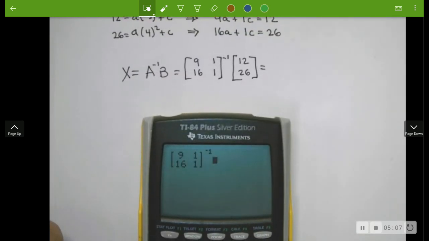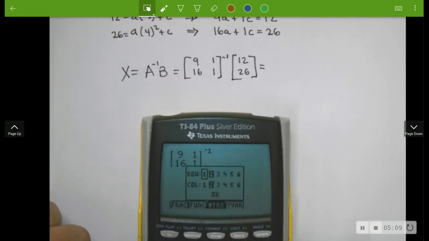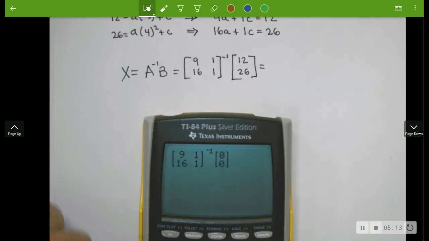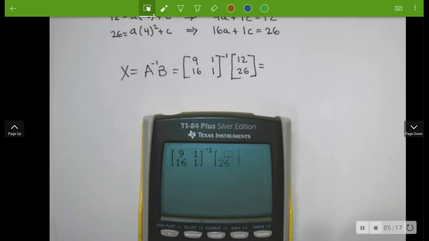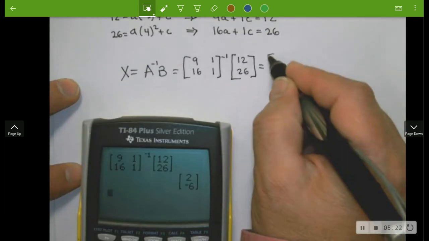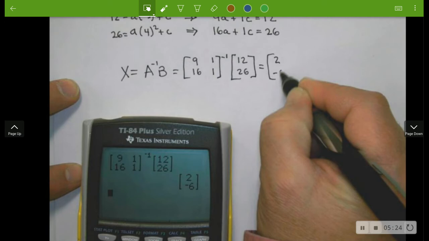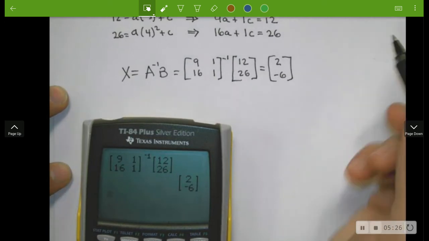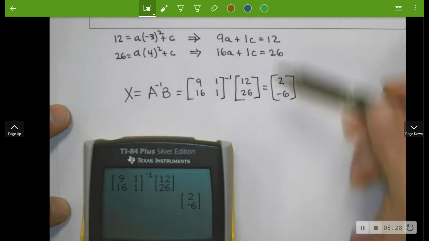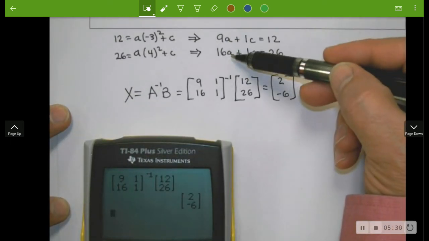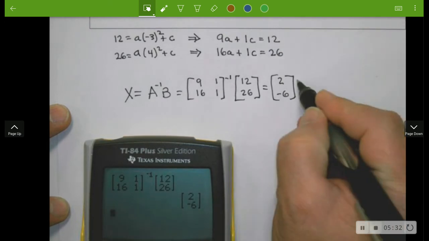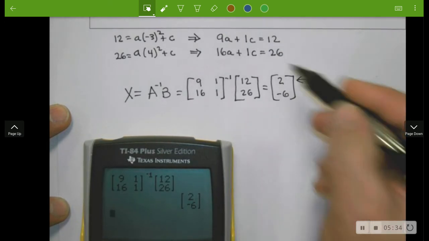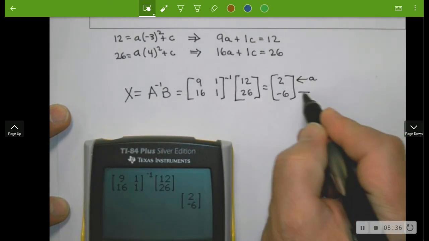And then go alpha zoom 2 by 1 and put a little skinny matrix in with 12. Use your right arrow, 26. And this gives us an answer of 2, -6. Now when you do this, your first variable was A over here on the left. That's the top one. The one that's next to it is C.